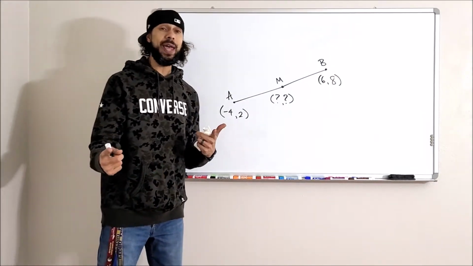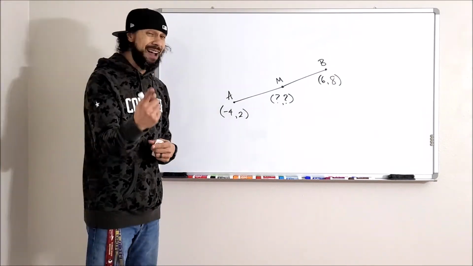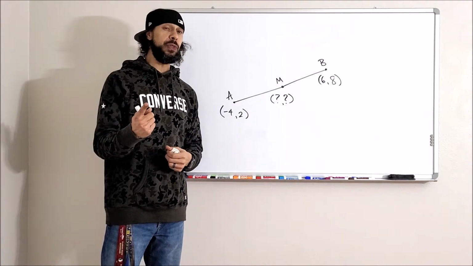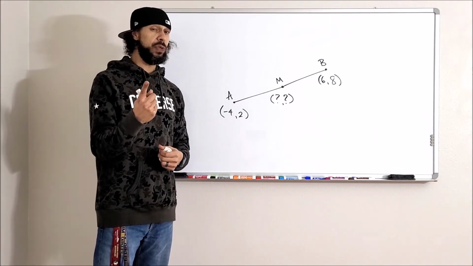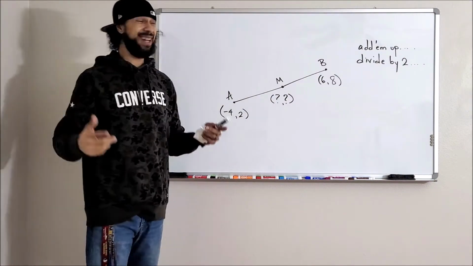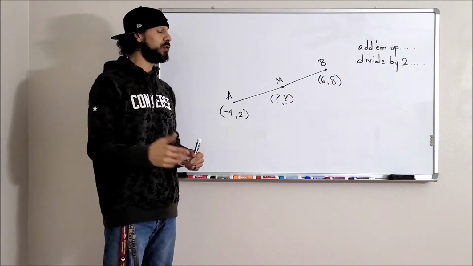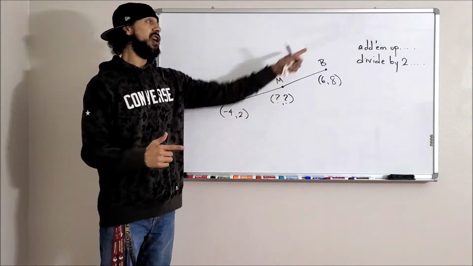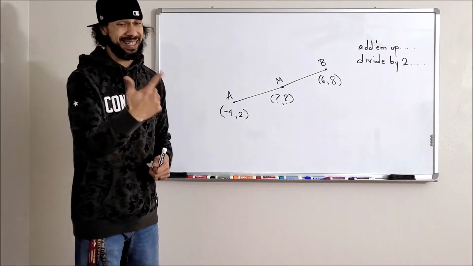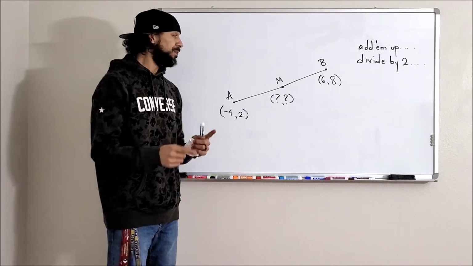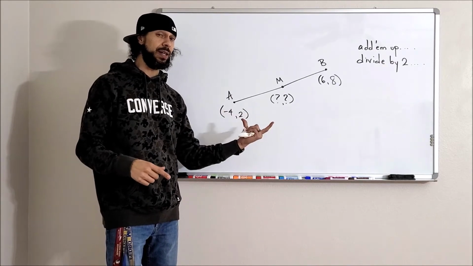To do that, think middle, think average. How do you average two things? Do you remember how to average two things? To average two things, or to find the middle of two things, you add them up and divide by 2. It's the same with points. But how do you add two points together?